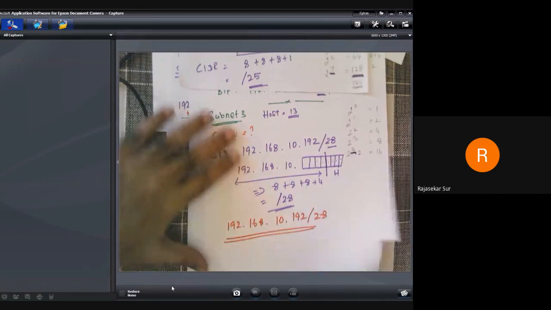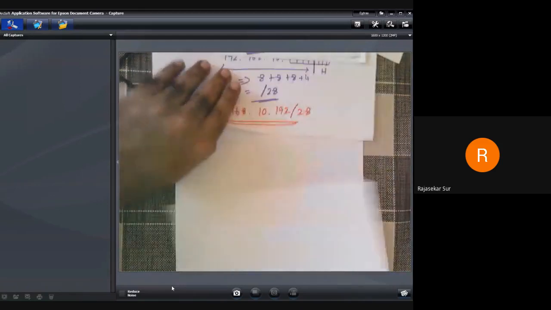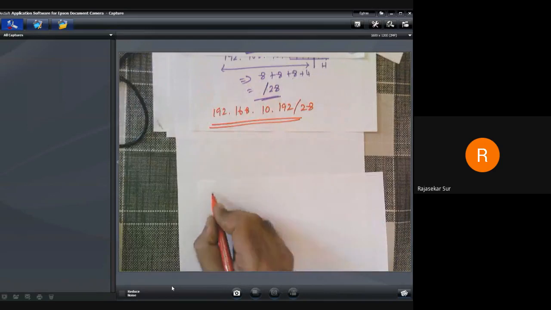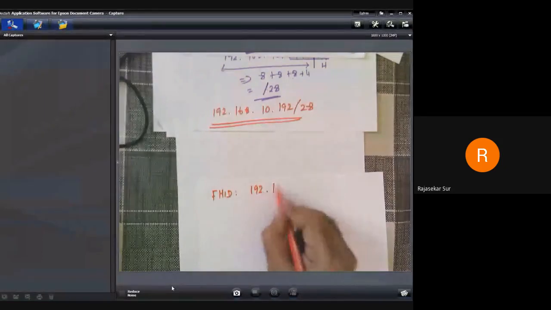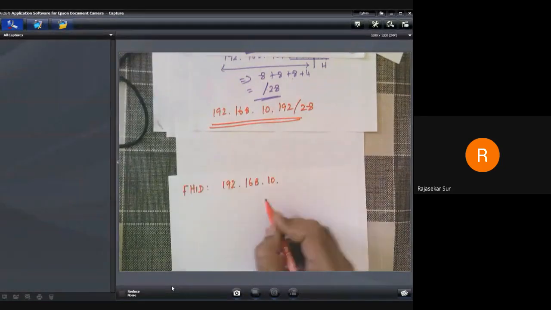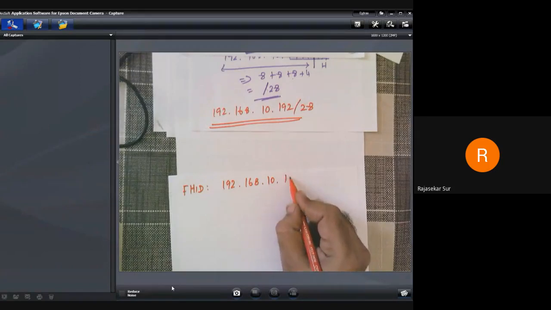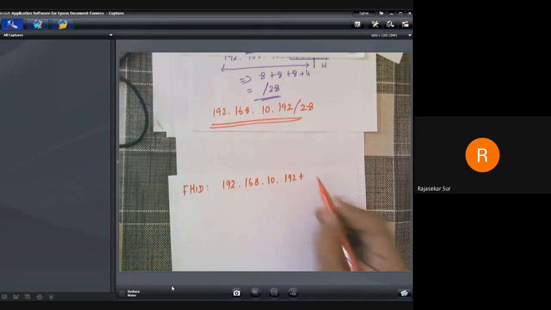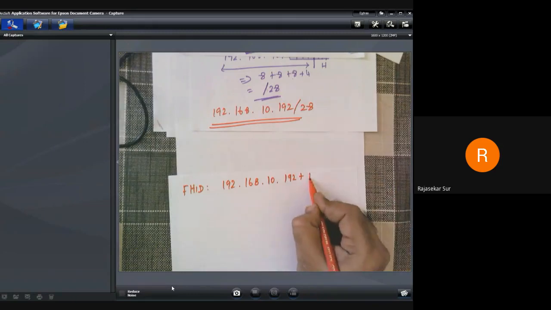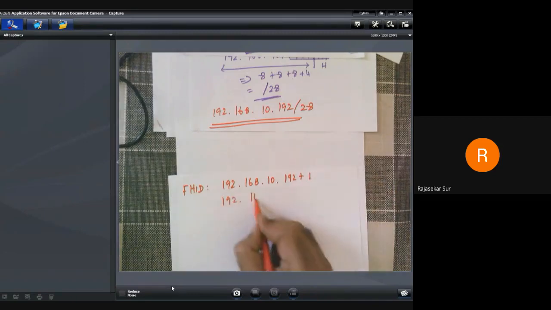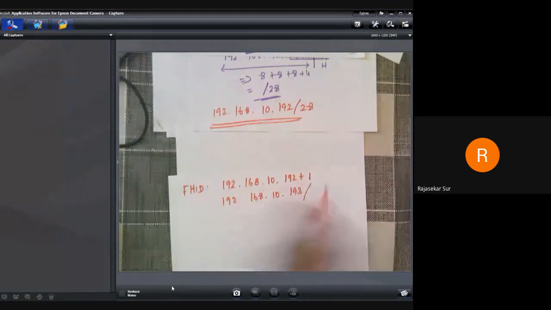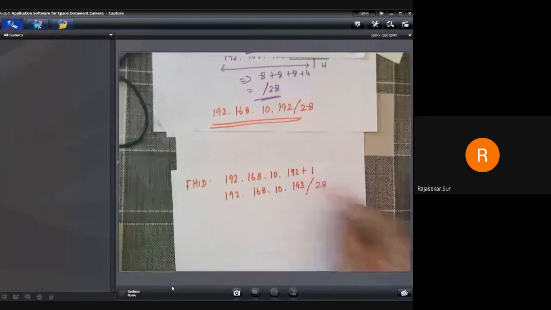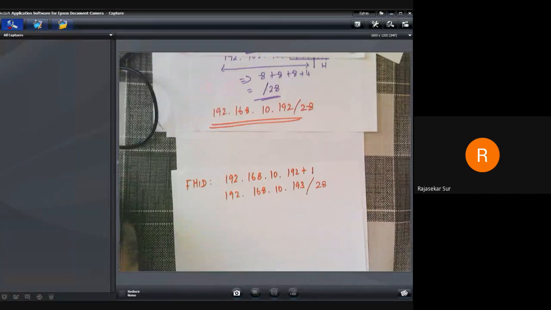Okay. What is the first host ID? Very simple. Nowadays you no need to do any calculations. Very easily you can do. What is the first host ID? The first host ID is 192.168.10. We have 192 here, plus the last bit is going to be 1. I'm going to add 1. So 192.168.10.193/28. So this is going to be our first host IP address.